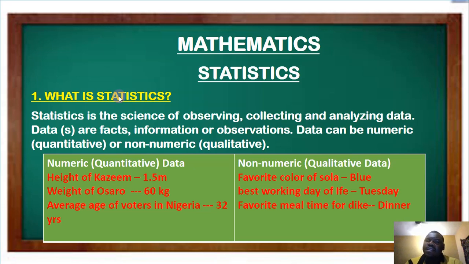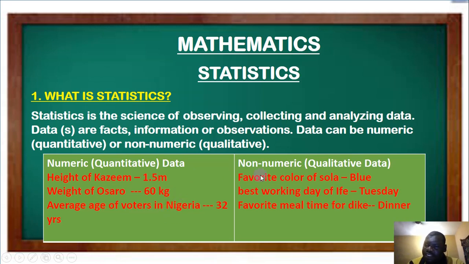And data can be numeric, that has to do with number, or non-numeric. Numeric data can be classified as quantitative data, while non-numeric data are qualitative data. Let's now look at examples of numeric or quantitative data. Number one, height of Kazim, which is 1.5 millimeters. Weight of Osaro, which is 60 kilograms. Then average age of voters in Nigeria, 32 years. These are examples of numeric data.